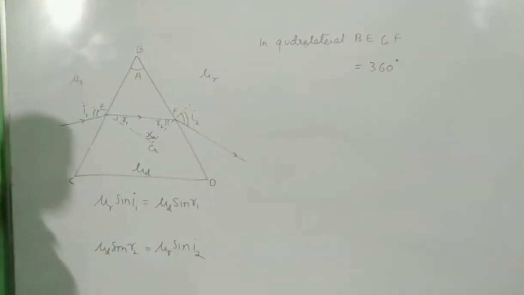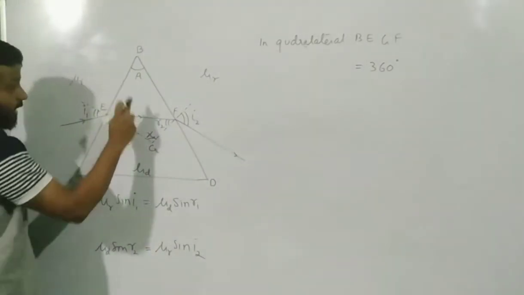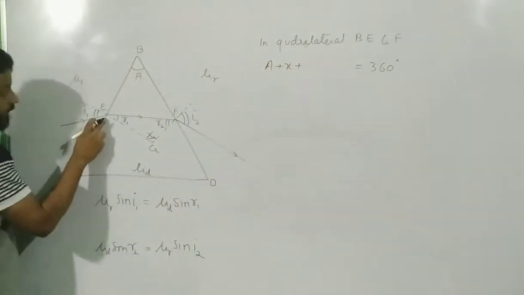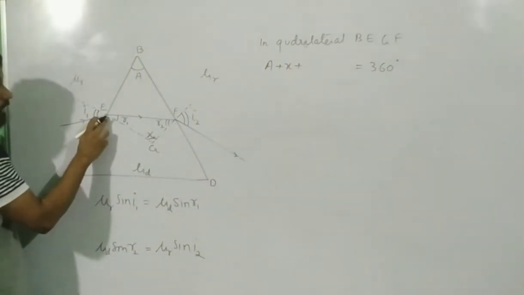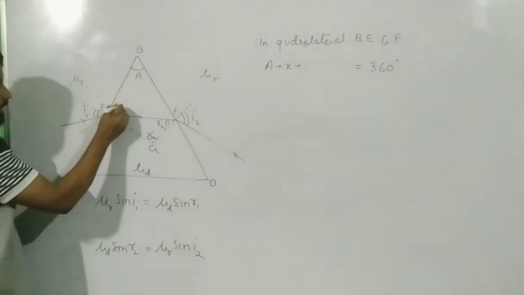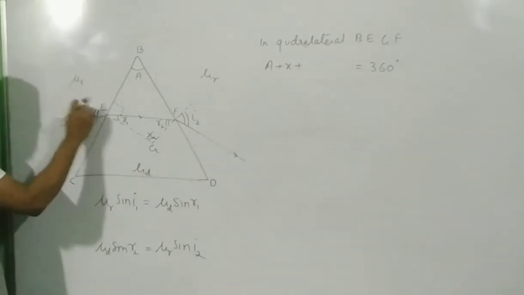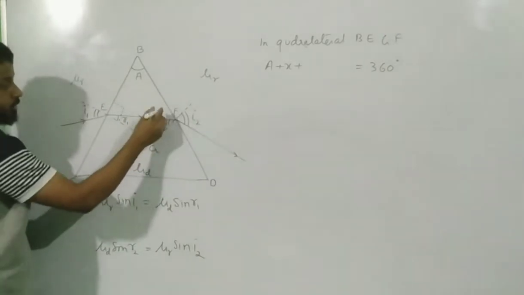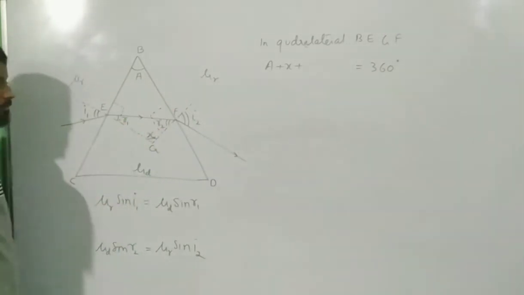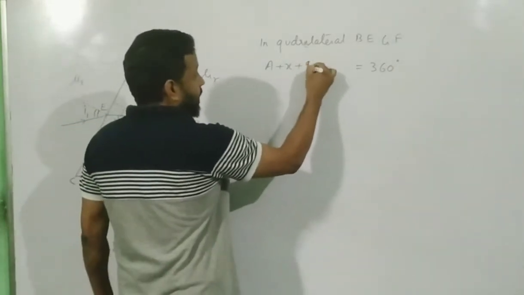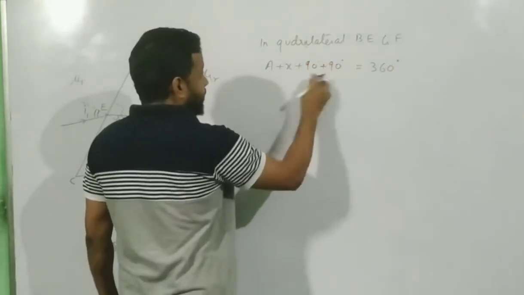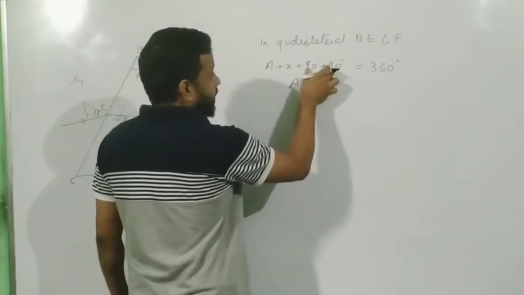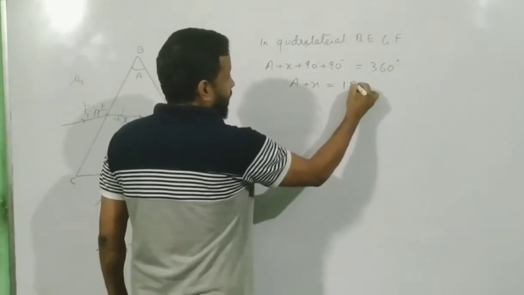Now what is the sum of all the angles? Two angles, one is A, the other is X. So we write A plus X plus. Now what is the angle in the quadrilateral at point E? That angle is 90. Why is it 90? Because I am drawing a normal. Same thing at F, because this is also a normal, so this angle will also be 90. So I will write 90 plus 90. So A plus X equals 90 plus 90, which is 180.